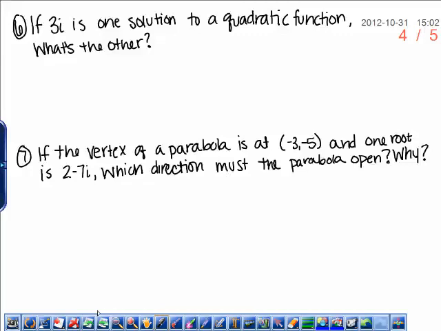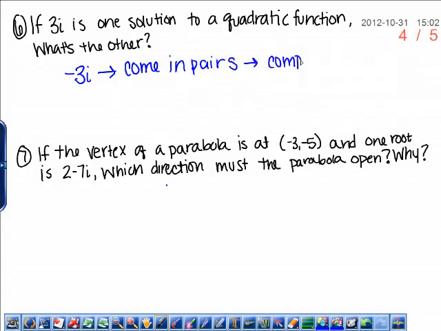Okay, let's talk about these. If 3i is one solution to a quadratic function, what is the other? Negative 3i. Why? They come in pairs, and those pairs are complex conjugates. Do all roots come in pairs? Only imaginary roots come in pairs, or complex roots.